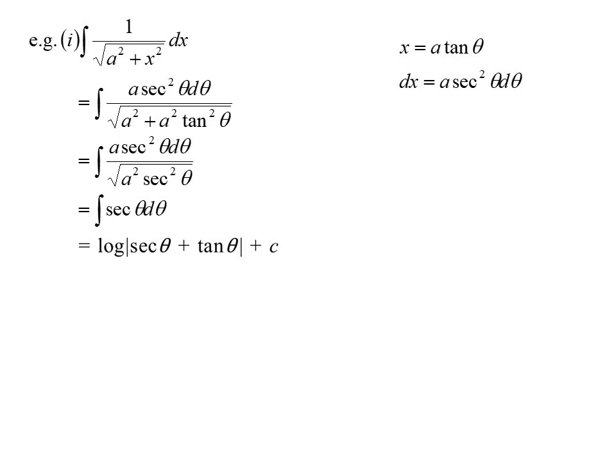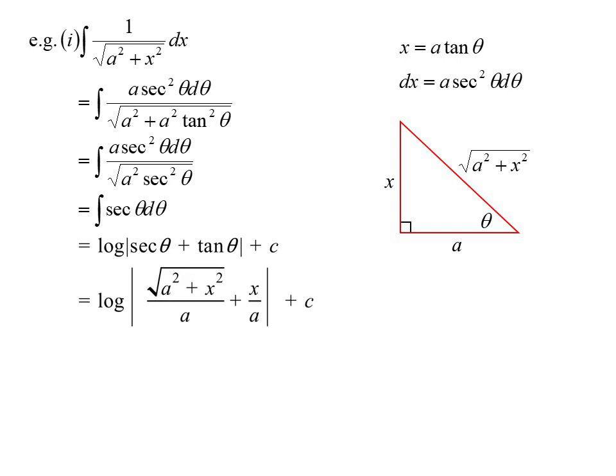Now I just have to try and get the x back in here. Well, how do I do it? That's when I just draw myself a triangle. We said x was a tan theta. In other words, the tan ratio is x on a. That's how I label my triangle. The hypotenuse, not a coincidence, it turns out to be our square root. Let's now sub in. Sec theta, well, sec's the reciprocal of cos. So it's hypotenuse over adjacent. Tan is opposite over adjacent. There's our answer, but that's not how we generally remember this integral.